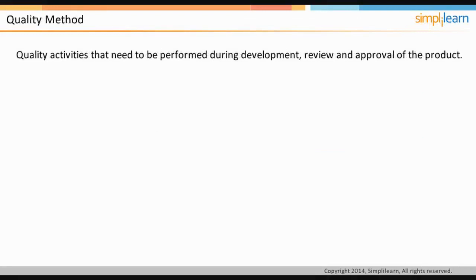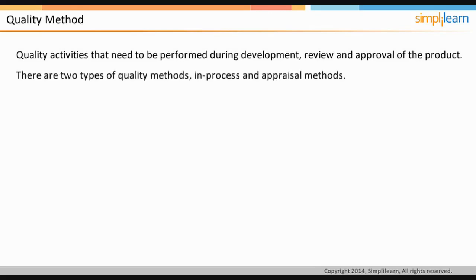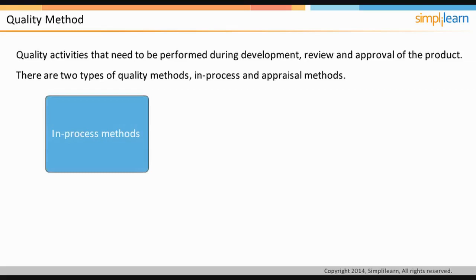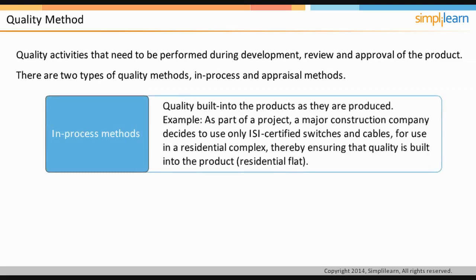Quality method is the quality activities that need to be performed during development, review, and approval of the product. There are two types of quality methods. First is in-process methods, and the second is appraisal methods. If in-process method is followed, the quality is ensured and built into the products as they are developed. For example, checking the quality of intermediate components before using them for developing the final product, and testing the quality of the raw material before using it for the production. All these qualify as in-process method, as quality is ensured as the products are developed.